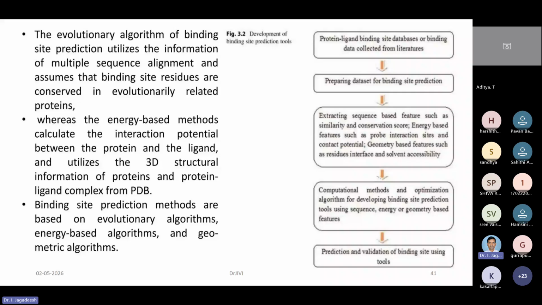So extracting the sequence based on the features such as similarity and conservation score. Based on the score, they will sort out the best fit and select it. So the energy-based features such as the probe interaction site and contact potentials, and geometry-based features, will be considered for picking up the best molecules, and those having the top scores will be segregated and taken into further consideration.